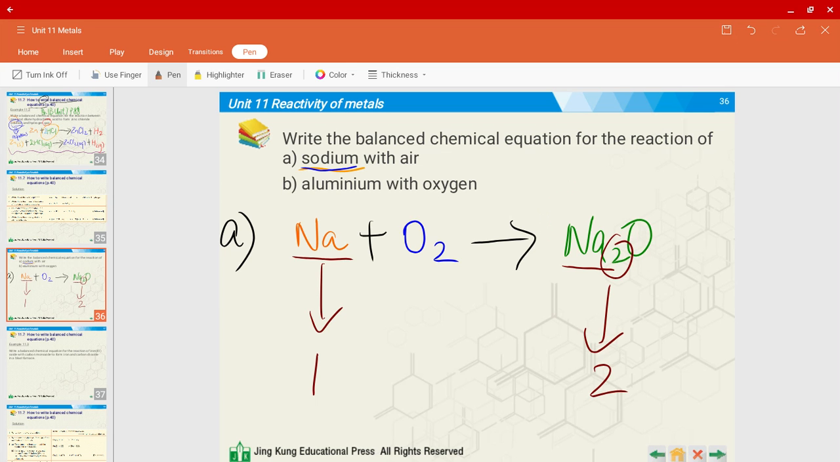Okay, now let's focus on whether they're balanced. Left hand side, there's only 1. Right hand side, there are 2. Balanced? No. So I'll need to balance them out. And how am I going to do that? I just need to times 2 on the left hand side.